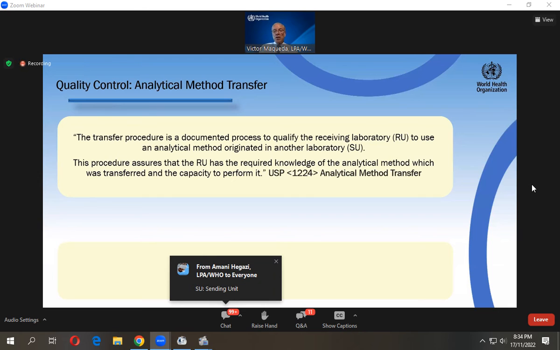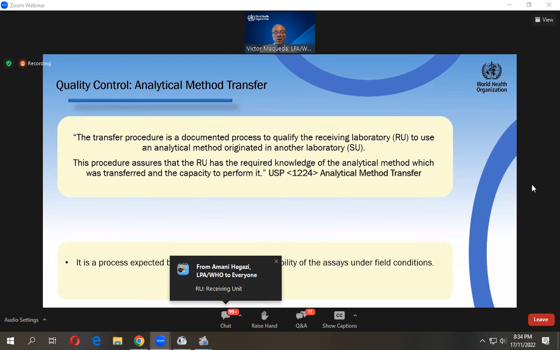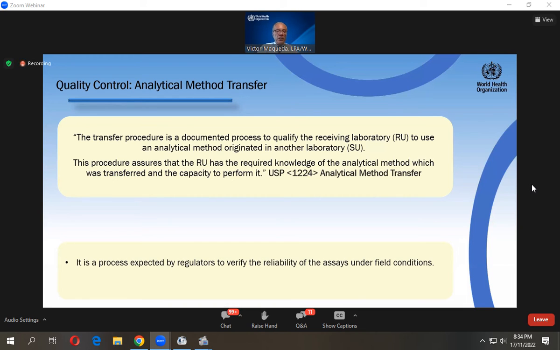So these two are important. You can have the required knowledge, but maybe you have problems to perform it. So knowledge and capacity, both things I would like to highlight. And this is coming from the USP. Okay, it is a process expected by regulators to verify the reliability of the assay under field conditions. So this is the expectation, right, in terms of the receiving unit. Of course, it reduces failure rate. That is one of the main objectives of this analytical method transfer.